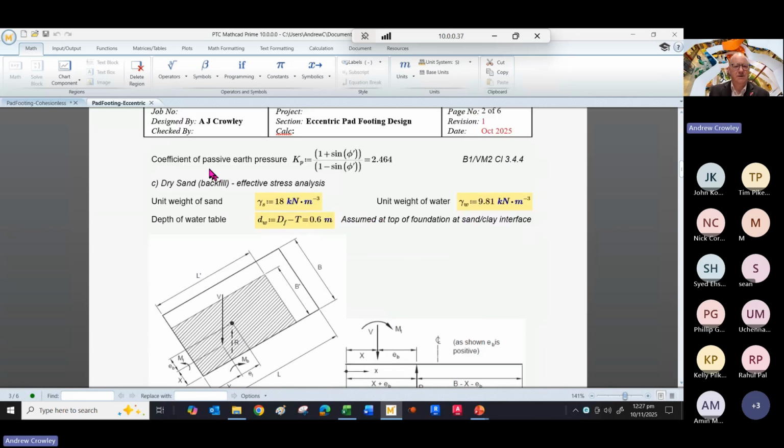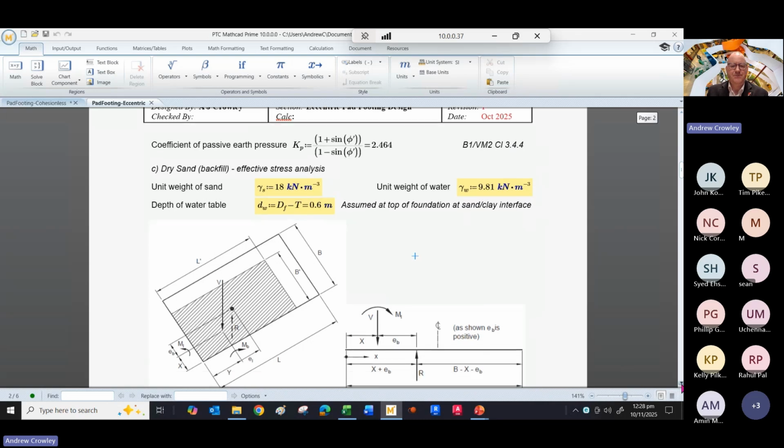Again, we work out our coefficient of passive earth pressure. In this case, it's 2.4. We've also got sand, so we've got backfill over our pad foundation, and we can add the parameters for that. What we're really looking for is the unit weight, because we're just concerned about the dead load applied.